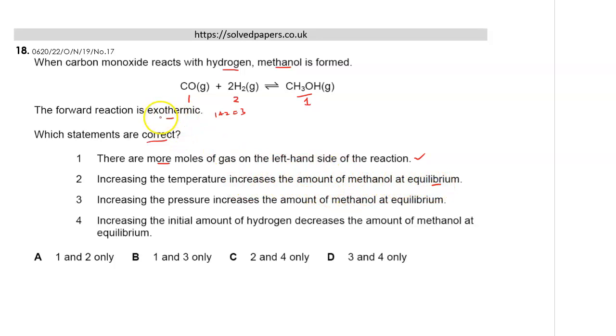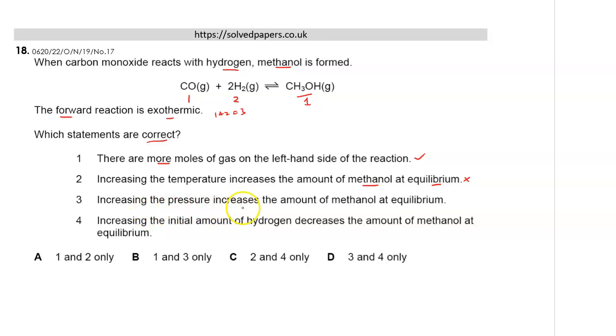Increasing the temperature increases the amount of methanol at equilibrium. This is not right, because we are told the forward reaction is exothermic. So according to Le Chatelier's principle, when you increase the temperature, the equilibrium position reacts in such a way as to decrease the increase in temperature, and therefore more of the reactants will be produced. So at high temperature, less methanol will be produced. So this is not correct.